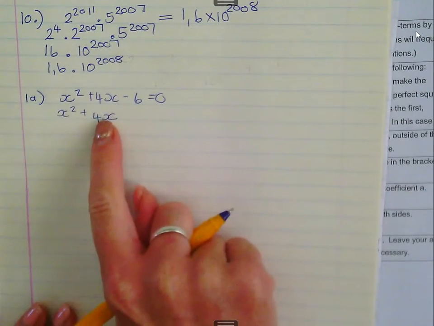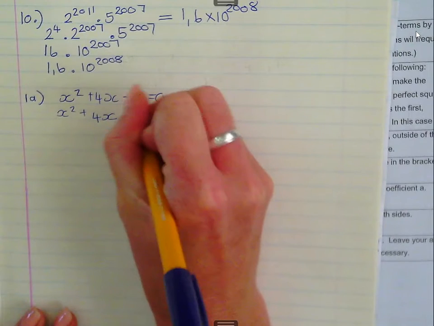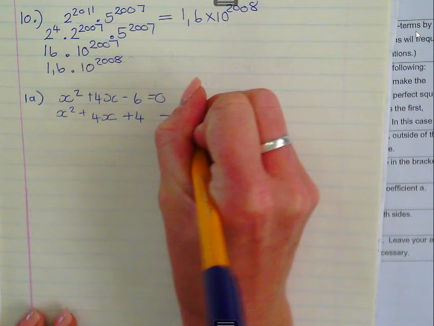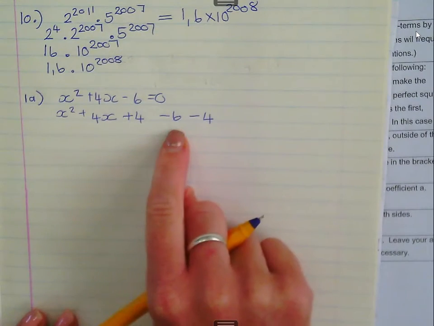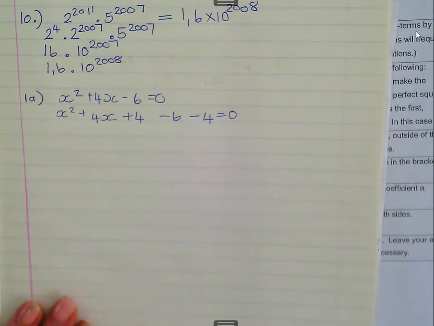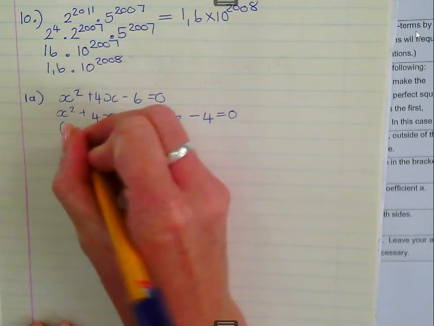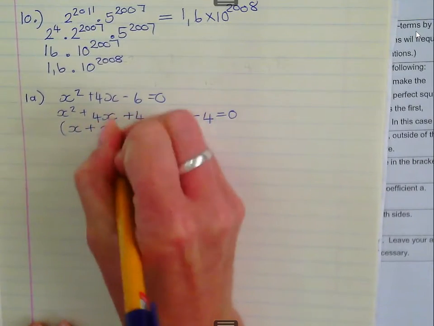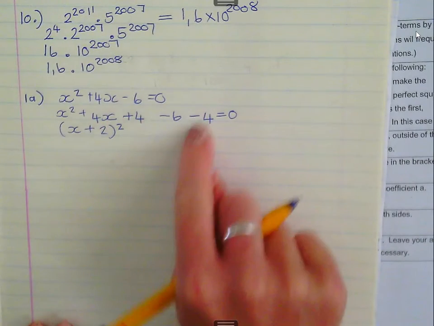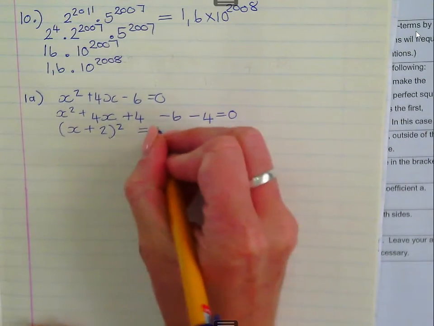Then I take half of 4 squared, which is 4. I add it and I subtract it from the value of c equal to 0. Do you all agree with that? Okay. Now these three terms, they're a perfect square. I rewrite them as x plus 2, close the bracket, square. And then these two I take to the other side of the equal to sign. And the answer is equal to 10.